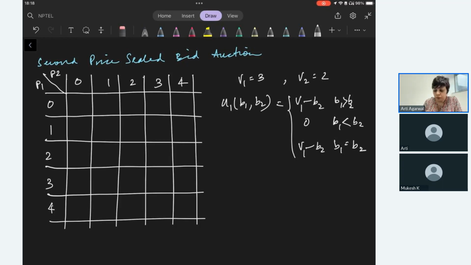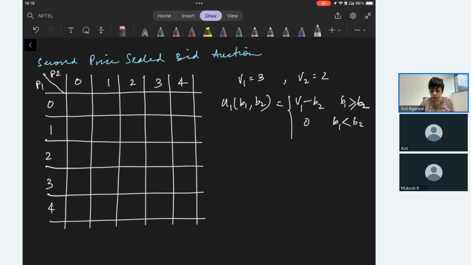So instead of writing this second thing, we can actually just include it in the first case. So let me just rewrite this. We can write B1 greater than or equal to B2, instead of just strictly greater than. Okay, so this is player 1's utility or payoff.